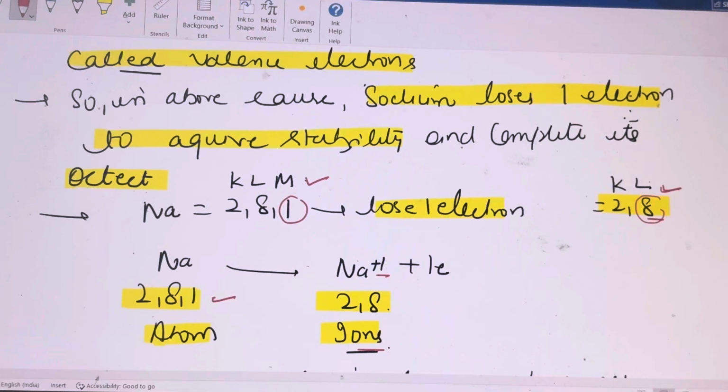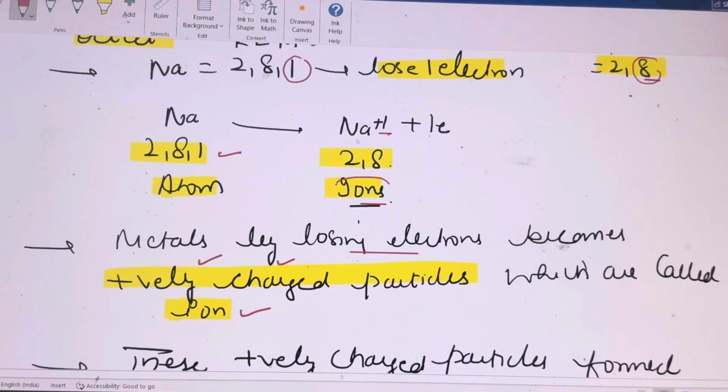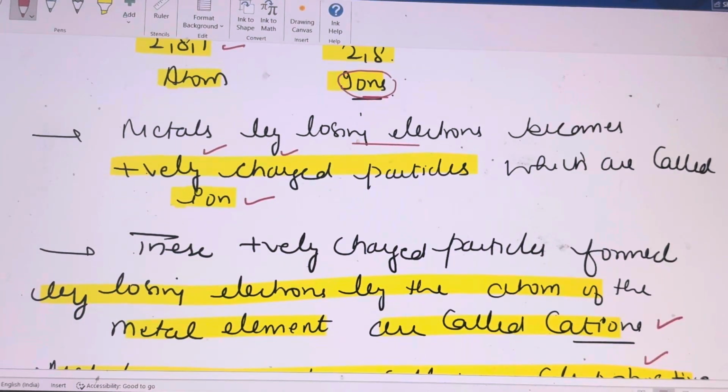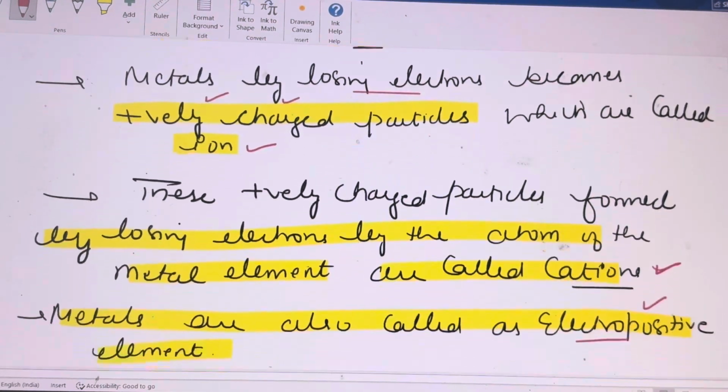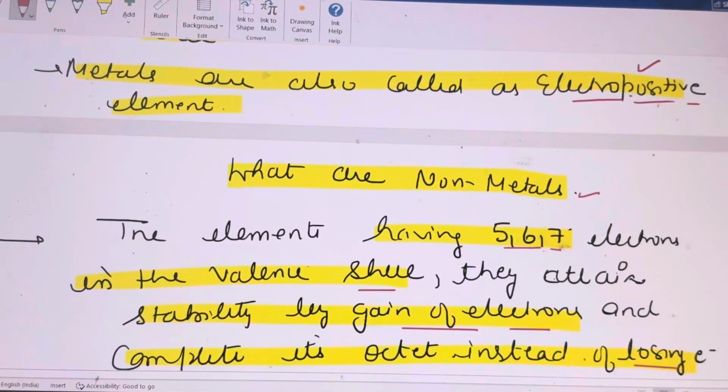And you know students, when the atom loses 1 electron, it will become an ion. Ions are charged particles, and these metal elements always lose electrons and acquire a positive charge, meaning they become cations. Because metals by losing electrons become positively charged particles, and these positively charged particles are called cations. And metals are also called electropositive elements, because after losing electrons they acquire a positive charge. That's why they are called electropositive elements.